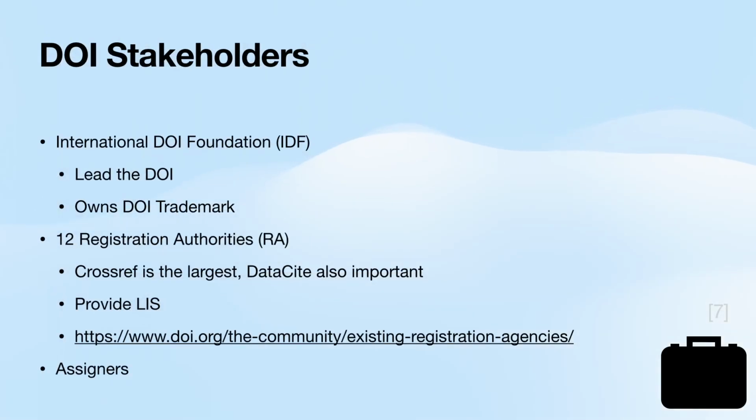And now let's talk a bit about the bureaucracy behind it. There is the International DOI Foundation. They are at the top of the DOI system. They lead the DOI, they own the DOI trademark, they coordinate, they do standardization, and below the DOI Foundation are registration authorities. There are 12 of them, and Crossref is one of the important ones, if you heard about them, or DataCite. They are pretty big.